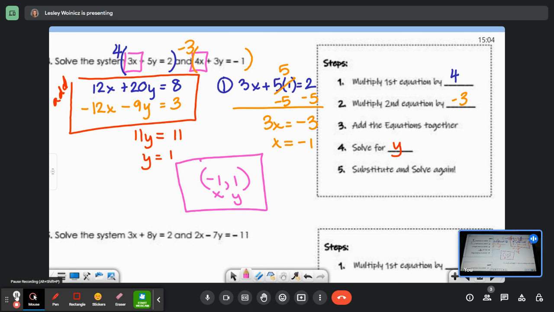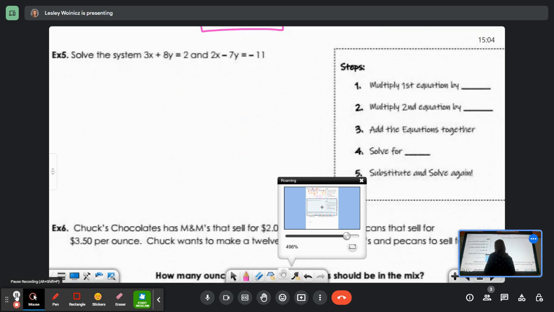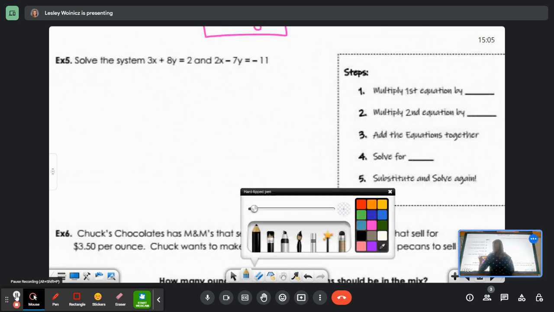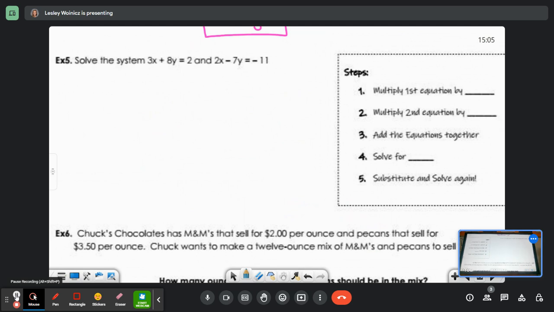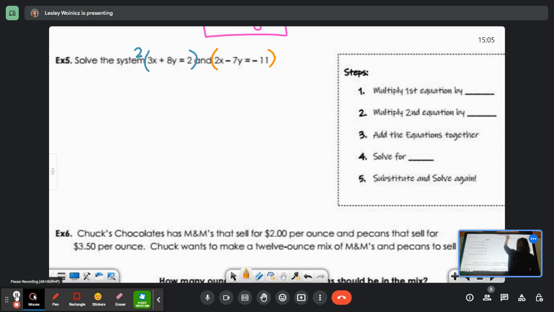Okay, this next one isn't any harder. It's just the same, just to make sure we've got it. All right, here goes nothing. So, can we turn a 3 into a 2 or a 7 into an 8? No. So we're going to have to multiply both equations. Okay, so the first one we're going to multiply by a 2. And then the second one we're going to multiply by a 3. And then we have to pick one of them to be negative.